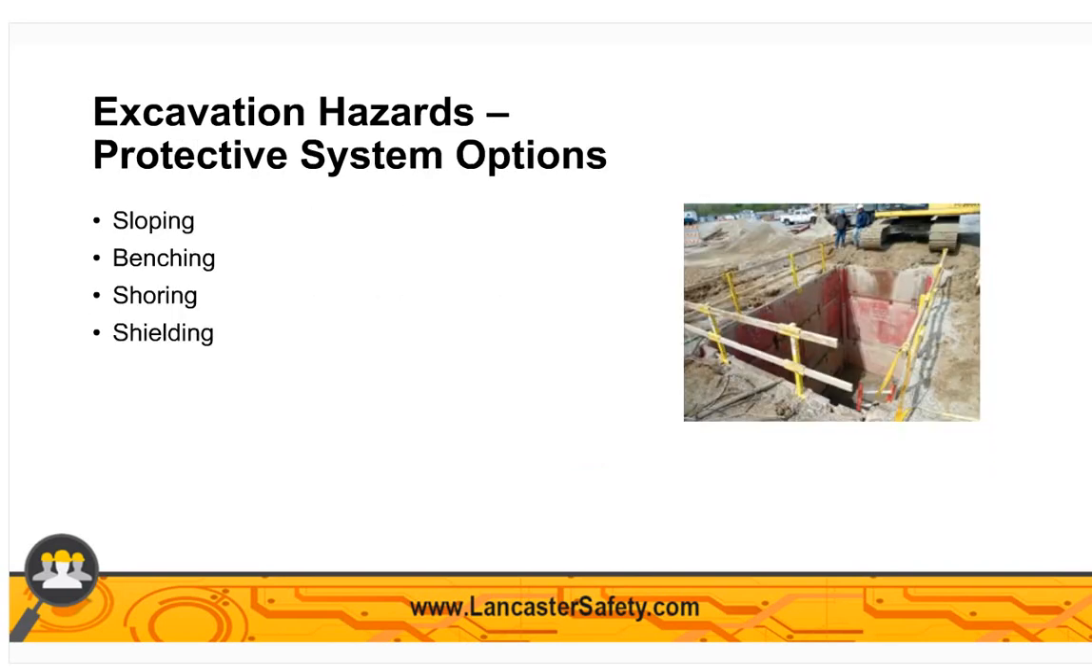Protective system options. There are four main ways to protect employees from cave-ins. The first one would include sloping, which essentially means we're removing material that could otherwise shift, move, or cave in on an employee. Typically material is excavated at an angle due to depth and soil classification.